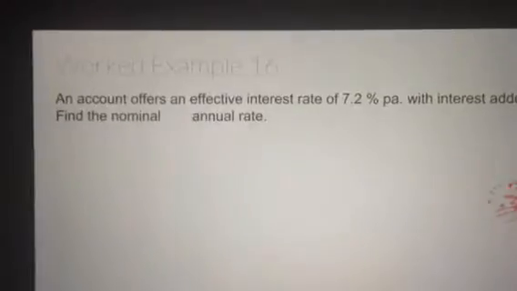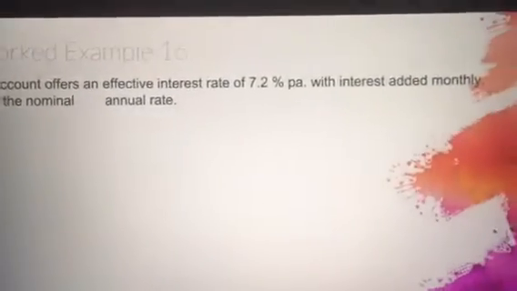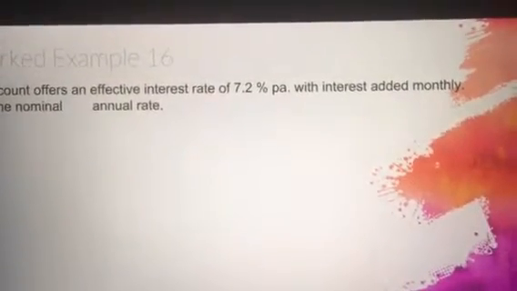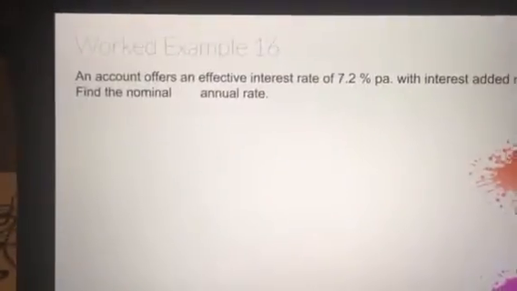So here we go. An account offers an effective interest rate of 7.2% per annum with interest added monthly. Find the nominal annual rate. Okay, so it's actually giving us the effective interest rate. Okay, and we can see that it's being added monthly. And there are two really important points.